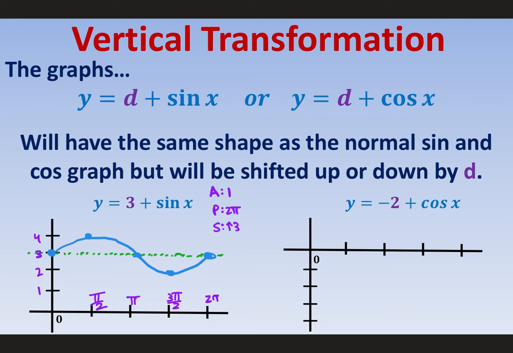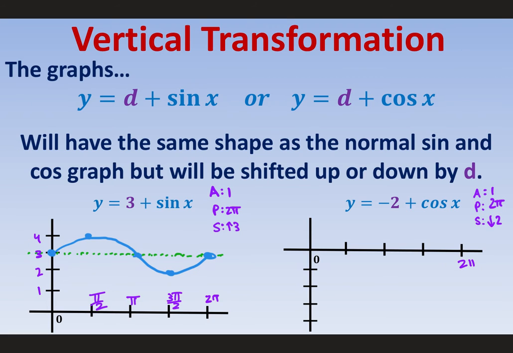But yeah, it's the same sine graph. It's just moved up 3 units. All right, now our next graph, same idea. We're going to start labeling the x-axis, and start with identifying our amplitude and period. That's 1 and 2 pi. Nothing's changed there. The only difference here is we're going to shift down 2 units.